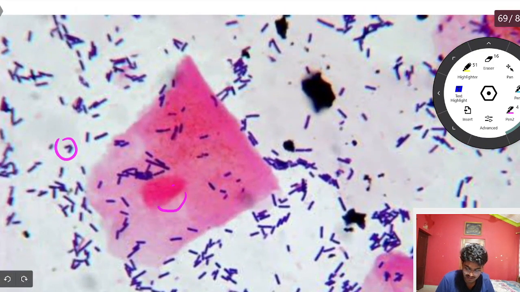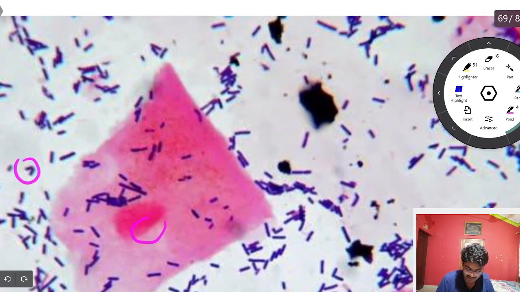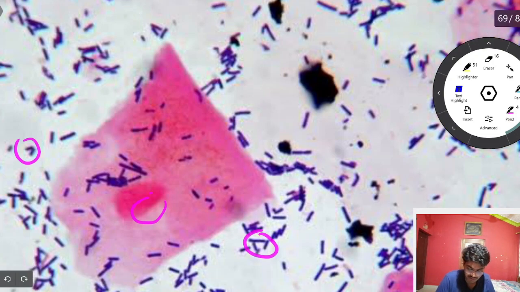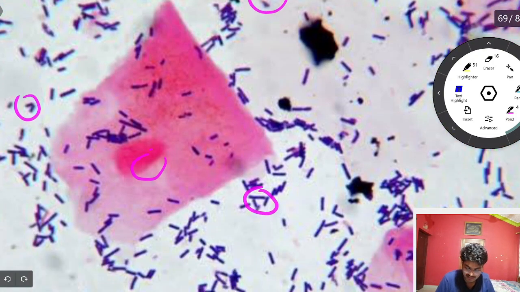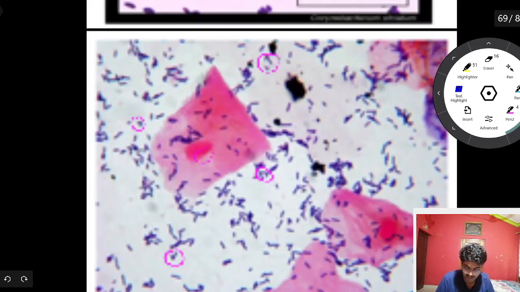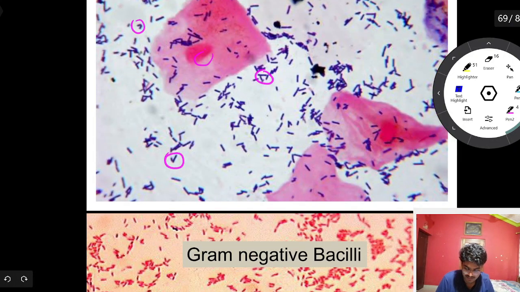This is a systemic cell, and in the blood cells we can see the V-shaped arrangement of cuneiform cells. Okay, see the V-shaped arrangement, cuneiform cells. These are Corynebacterium diphtheriae in a blood smear.